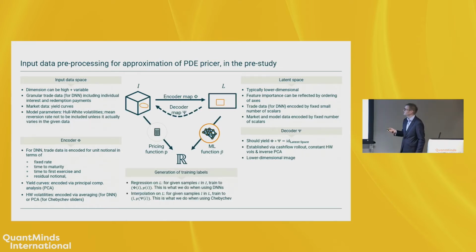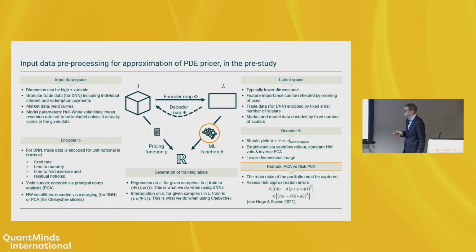And for generating training labels, one can do two things. One can either look at points on the input data space, project them to the latent space, and use the pricing function on these points in the input data space to generate labels. Then eventually what one is doing is a regression problem on L, on the latent space. Alternatively, one can use the decoder map to start out from points on the latent space, move them to the input data space, and then do the training. That's then an interpolation problem on the latent space.